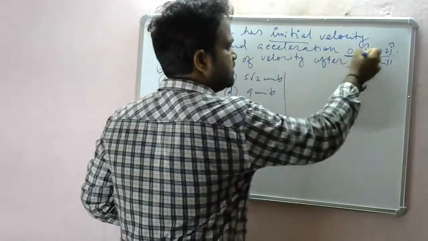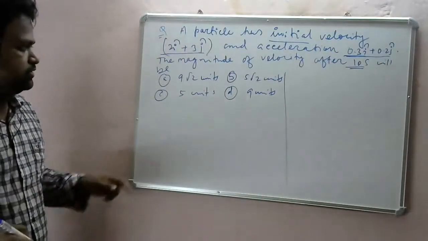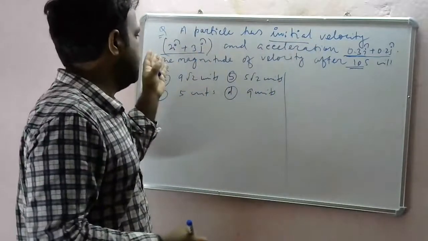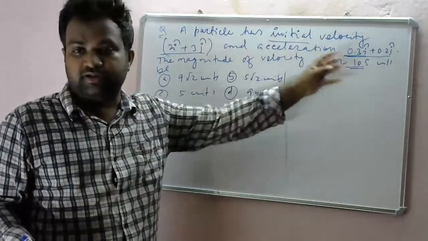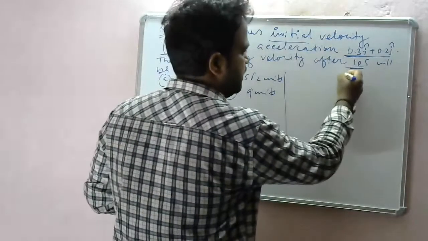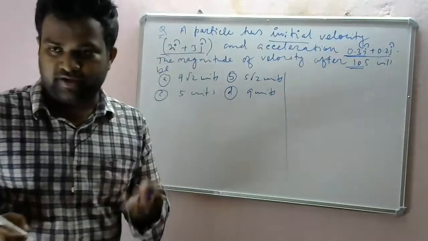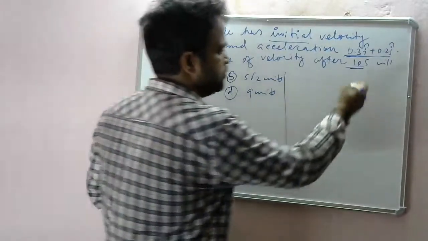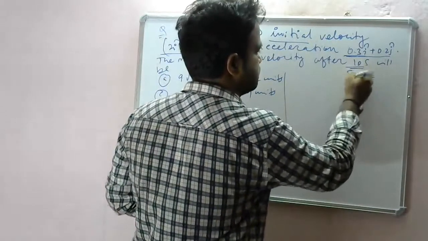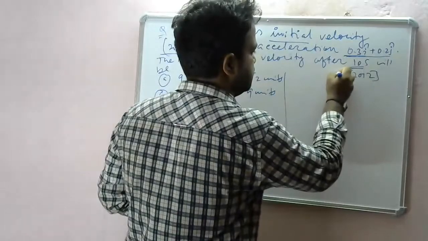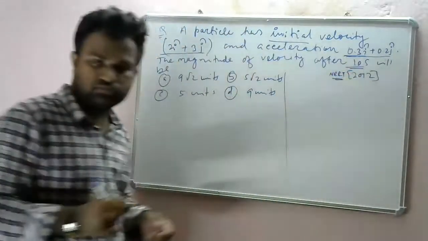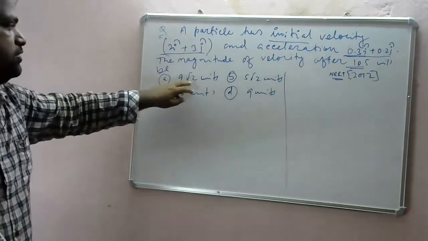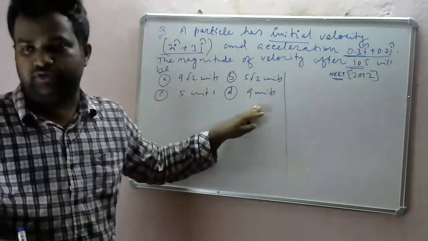Initial velocity and acceleration are given, right? A particle has this initial velocity and this acceleration; find the magnitude of the velocity after 10 seconds. This question came in your AIPMT. Previously your medical entrance test was called PMT, now it's NEET. This question came in 2012. Here you can see the answers are 9 root 2, 5 root 2, 5 and 9 units.